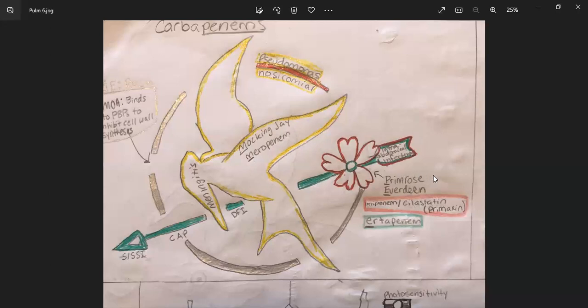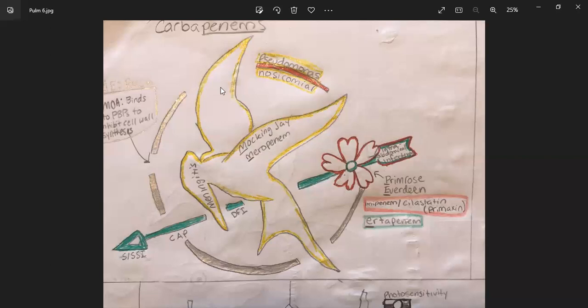The character, not Katniss, but her sister, her name was Primrose Everdeen. So Primrose for Primaxin, that's the brand name of imipenem. And then Everdeen for ertapenem. So they both start with E's. Primrose and Primaxin both start with P's.